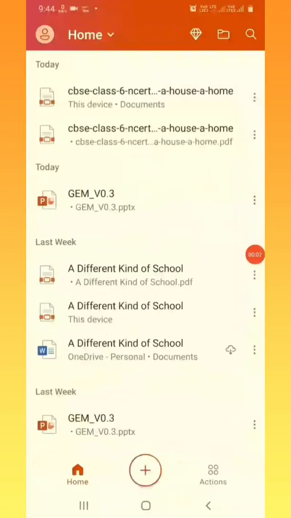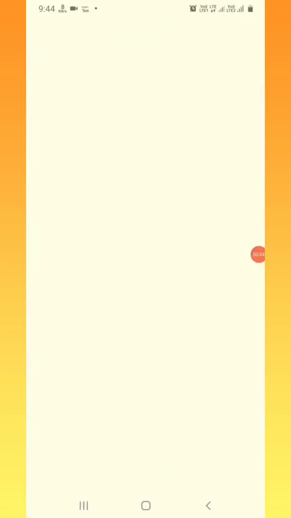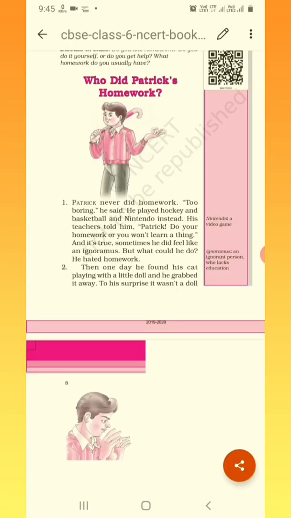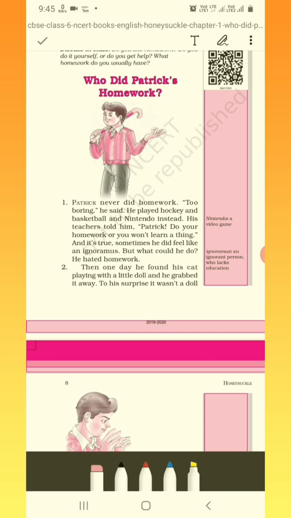Alright class, now it's time that I give you a detailed explanation of the lesson. Like I said in the beginning, the name of the lesson is Who Did Patrick's Homework? To make the explanation more interesting, I shall be using digital tools like eraser, pen, pencil, highlighter as and when required.